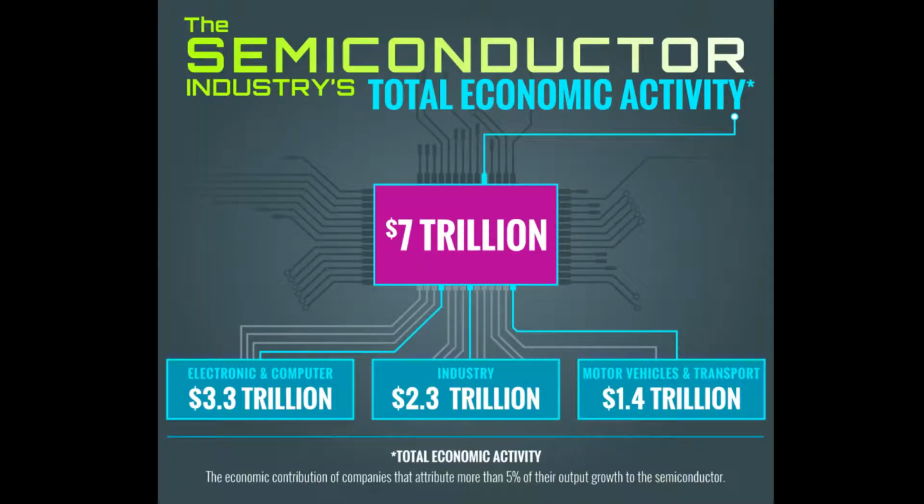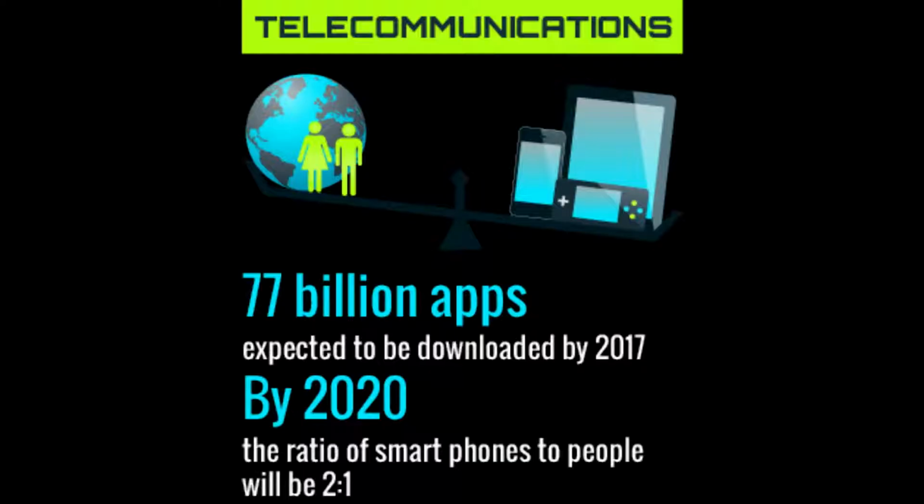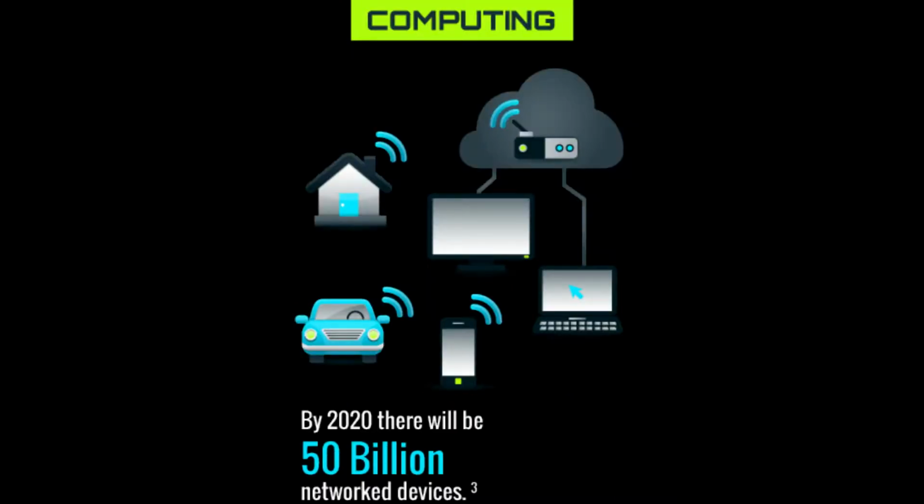The semiconductor industry helps create $7 trillion in global economic activity and is responsible for $2.7 trillion in total GDP. Semiconductors touch almost every sphere of economic activity and have had an enormous impact on the world's economy over the past 50 years. Today, our mobile devices support social media and web browsing, multimedia entertainment, and various forms of connectivity that allows instant access to thousands of applications and internet-based services.